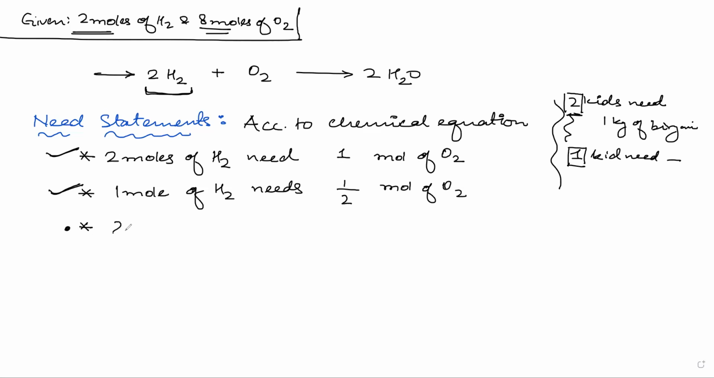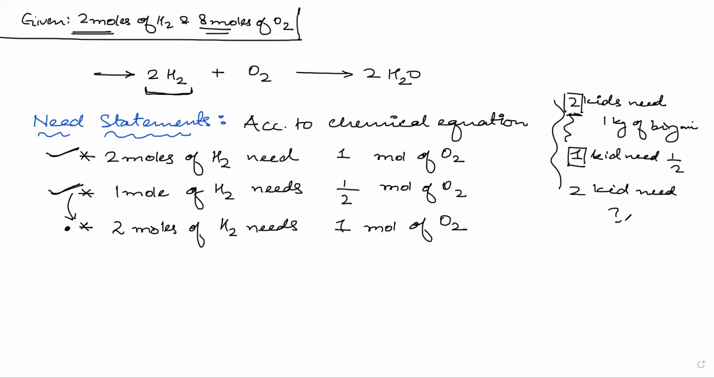2 moles. So again, now, according to this, 2 moles of H2 needs 1 mole of O2, right? You will just look at the H2. The first thing, whatever you are writing in the same way, 2 moles of H2 needs 1 mole of O2, correct? Now, I have written 2 kids need 1 kg, 1 kid needs half kg. Then again, I'm asking 2 kids need how much? 1 kg. Similarly here also.